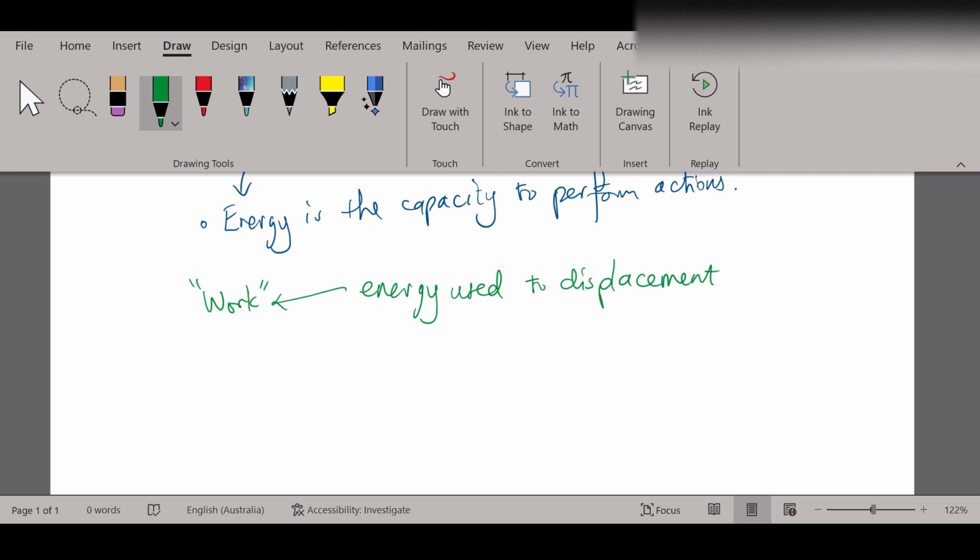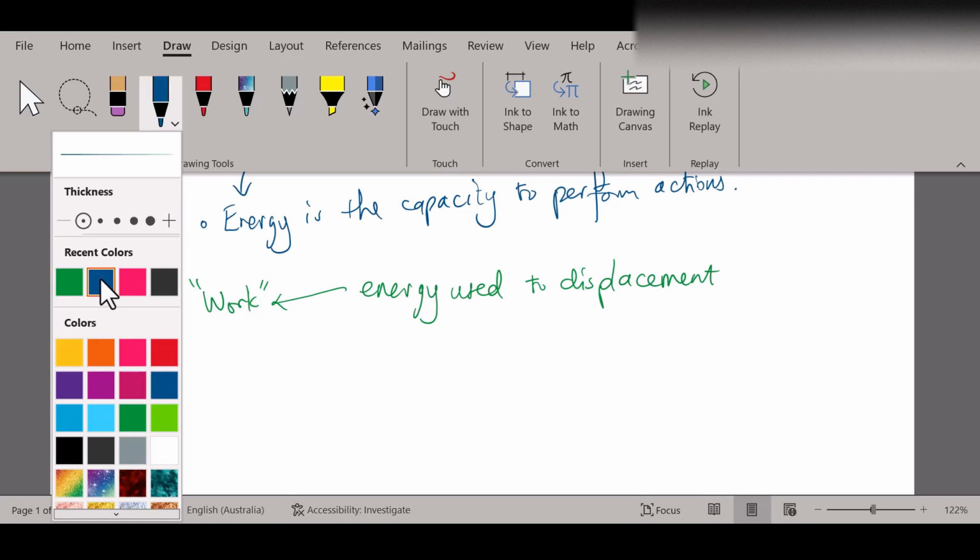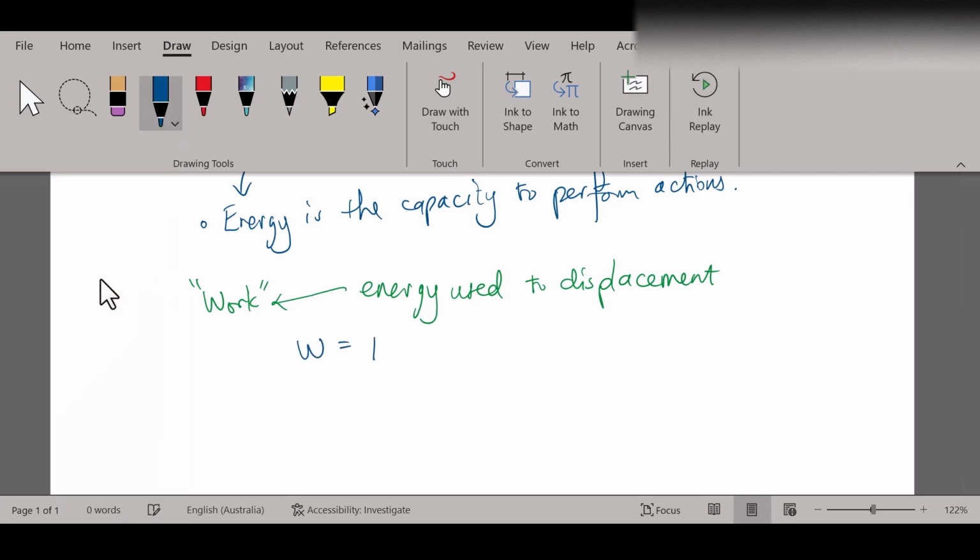Now, there is a formula for work, and I'm going to write it down now. Work equals Fs cosine theta. F is force in newtons. S is displacement, not speed. Much like in SUVAT, we label it by S. And cosine theta is the cosine of the angle between the two vectors.